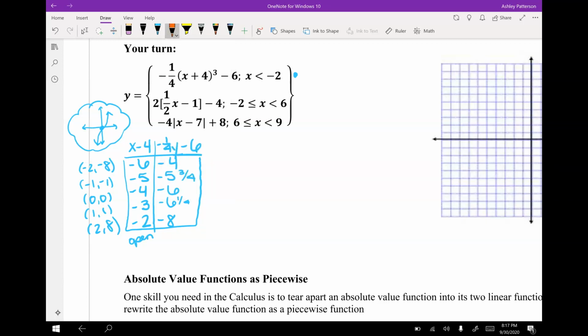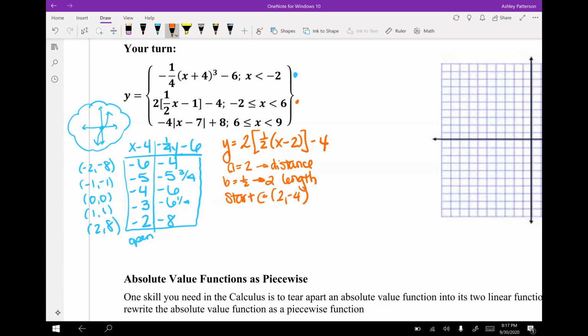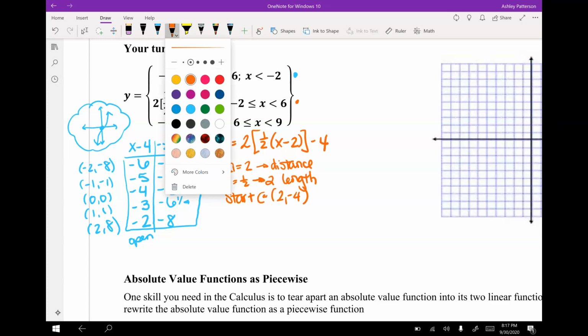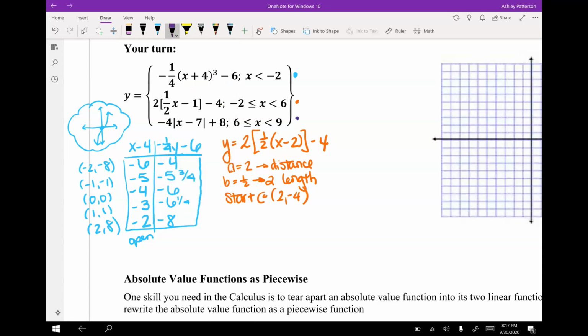For the middle function, I'm going to do it in orange, and that is a greatest integer function. So I'm not going to make an x and y chart. I am, however, going to factor out the b value, so we get x minus 2. And I'm going to acknowledge that a is 2, which is the distance between the steps. B is 1/2, which implies that the length of every step is 2. And then the starting point is at h, k, which is 2, negative 4. And I know that's a little bit unorthodox from what we have done in the past, so bear with me. If you're like, what's she doing?